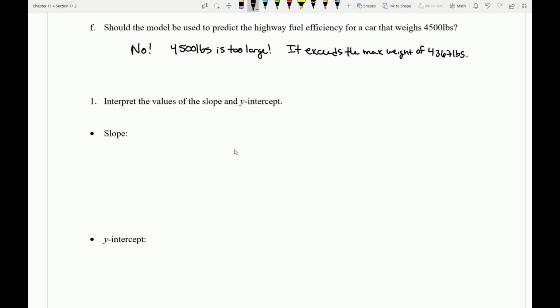In this video, we're going to take a look at how we can interpret the values of the slope and the y-intercept for a line of best fit. Now, I'm definitely going to be asking questions like this in exams, so it's a very important thing to make sure that you understand how to do. It's actually very, very simplistic, and so we'll start here by taking a look at how we interpret the slope.